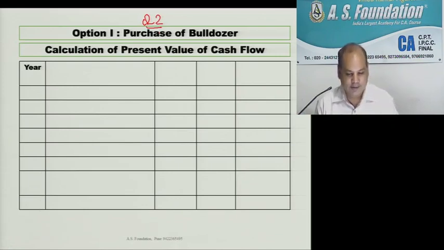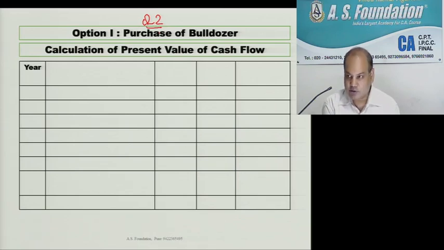A bulldozer, a fast moving vehicle, which has a service life of 10 years, can be purchased for rupees 1,80,000. It can also be hired at the rate of rupees 45,000 per annum, payable at the beginning of each year. Underline, payable at the beginning of each year. So in this problem, lease rentals are payable in advance. Operating costs are to be borne by the user.